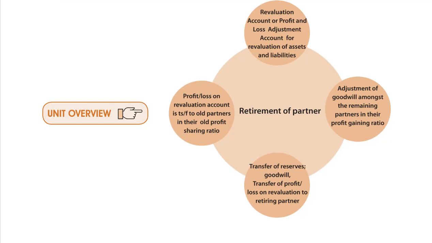Overview of the unit. Revaluation account, profit and loss adjustment account for revaluation of assets and liabilities. We have already learned in admission of a partner, that was Unit 3, adjustment of goodwill amongst the remaining partners in their profit gaining ratio. Transfer of reserves, goodwill, transfer of profit or loss on revaluation to retiring partners. Profit or loss on revaluation account is transferred to all partners in their old profit sharing ratio.